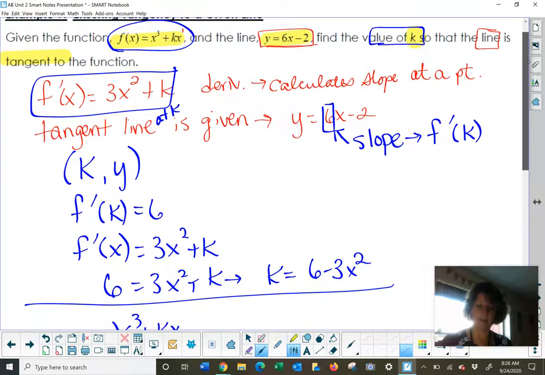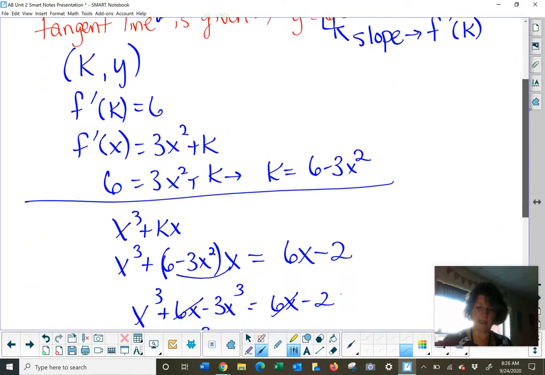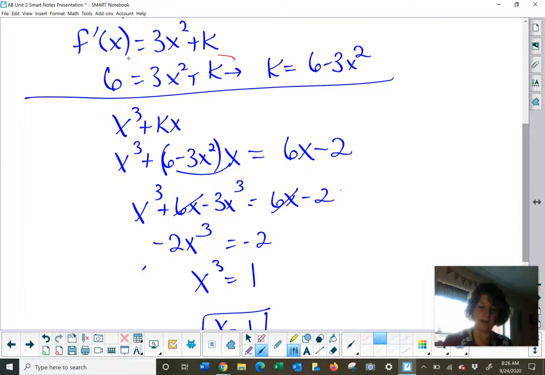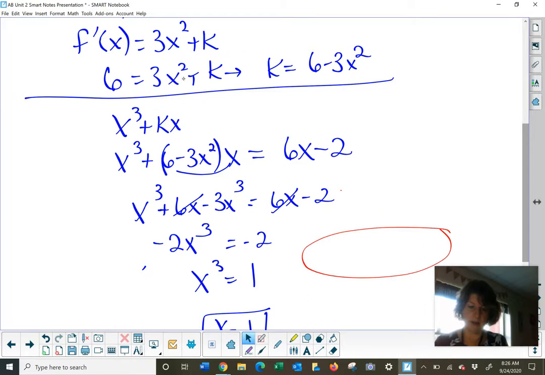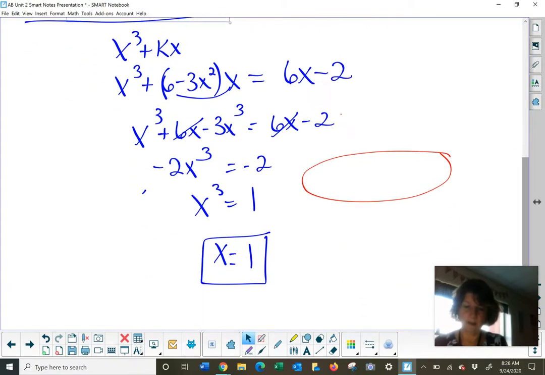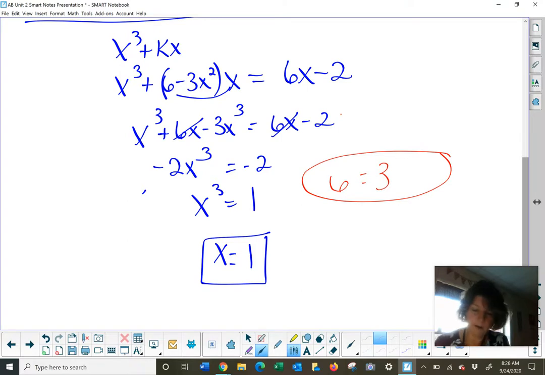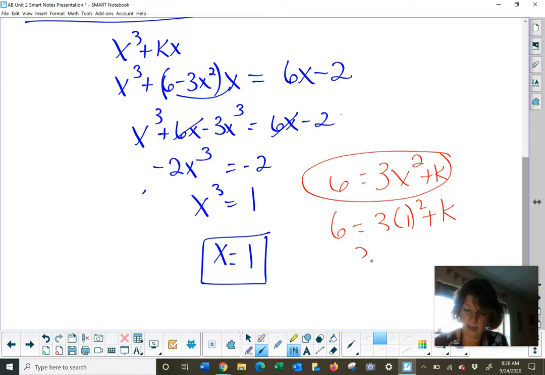Find the value of k. We had an equation that related x and k. I just need to find it. 6 equals 3x squared plus k. I'm sorry, x is 1. So 6 equals 3 plus k. Find k. K is 3. That was a monster problem.